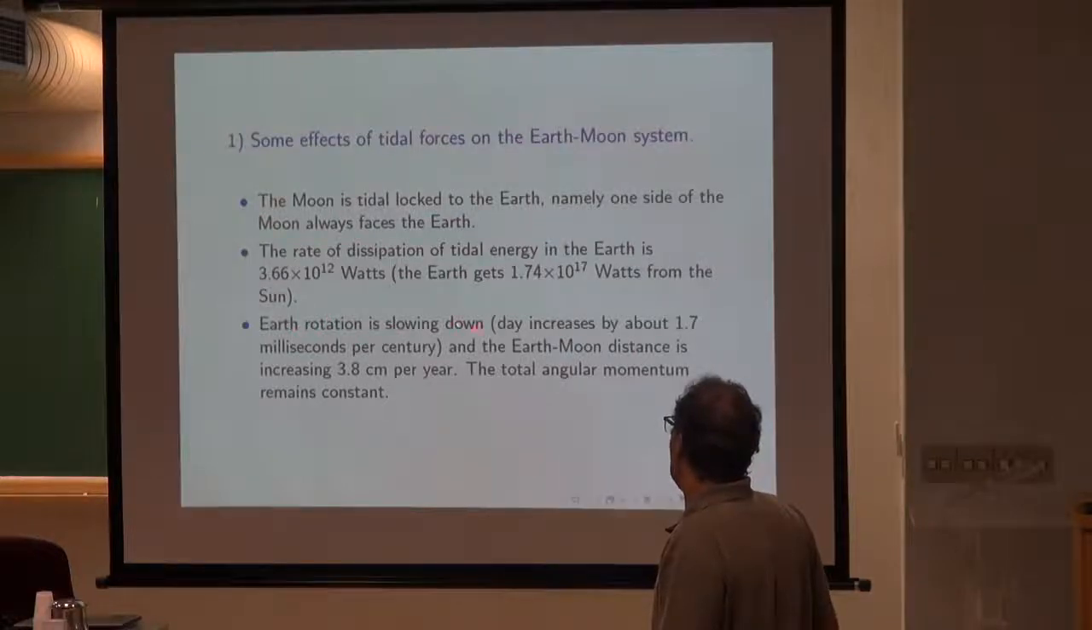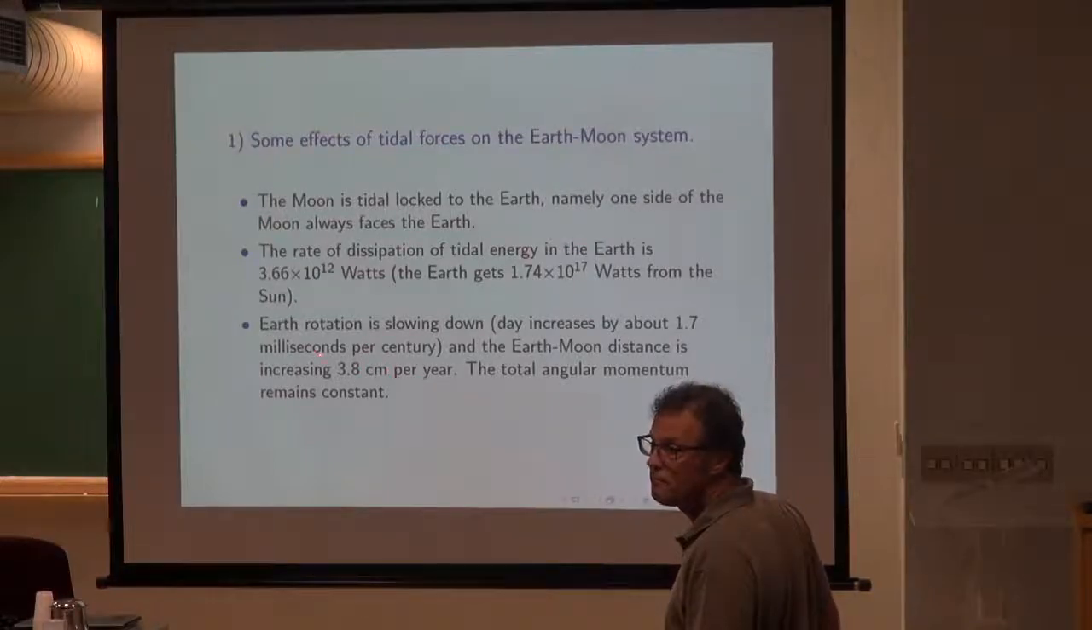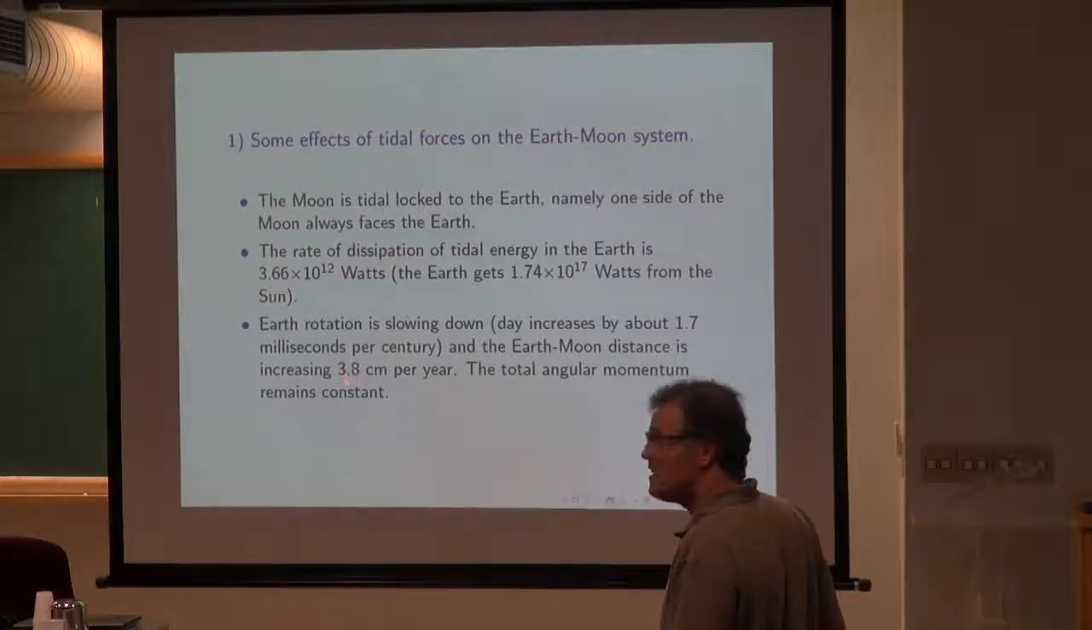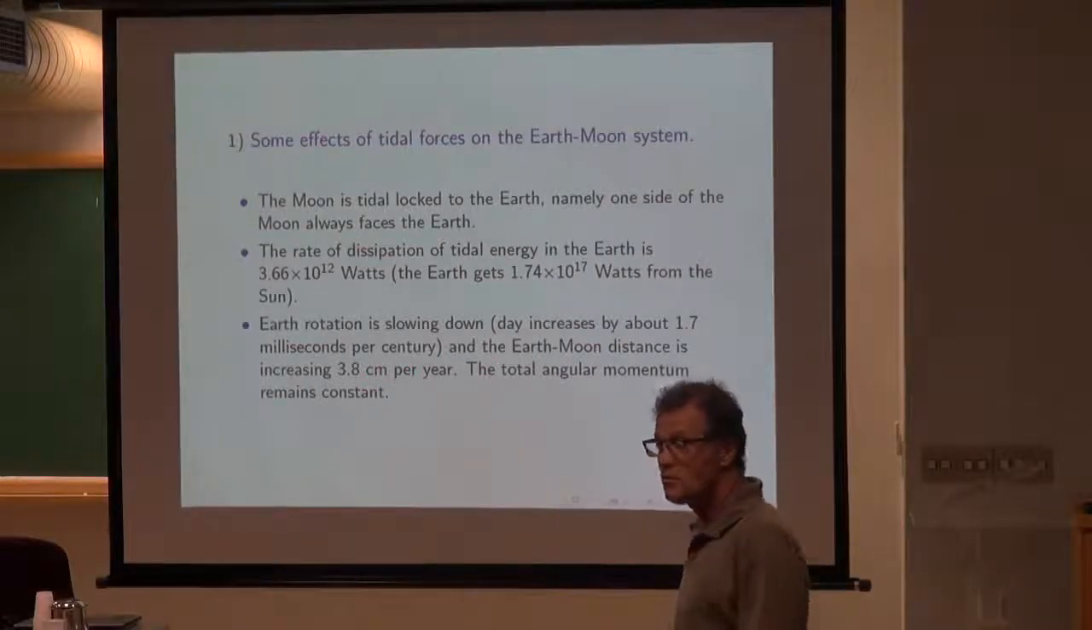Earth's rotation is going down. The day increases about 1.7 milliseconds per century. So you see, days are getting longer. And the Earth-moon distance is increasing. They can measure this using lasers and mirrors. 3.8 centimeters per year. But the total momentum is constant.